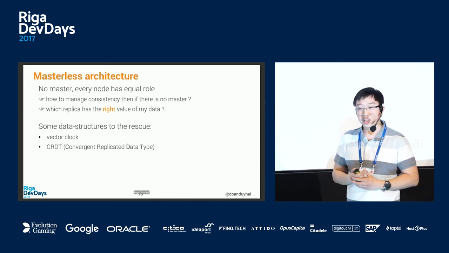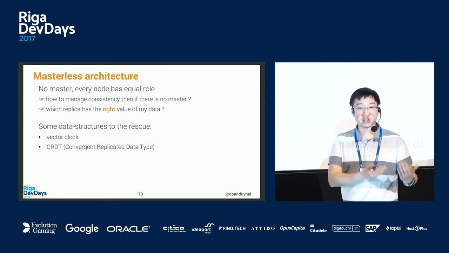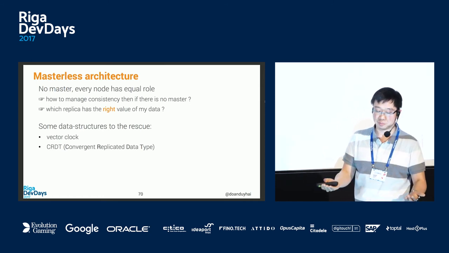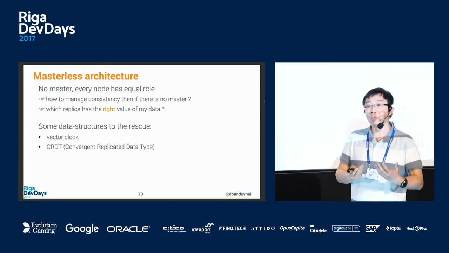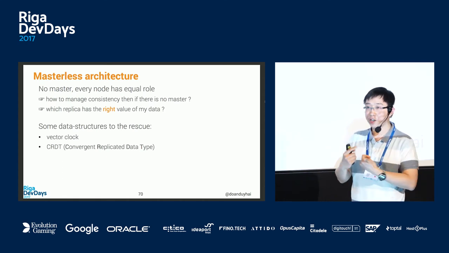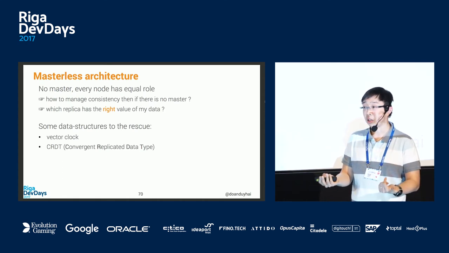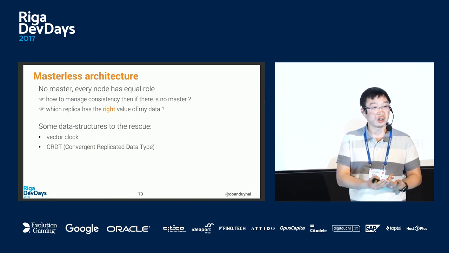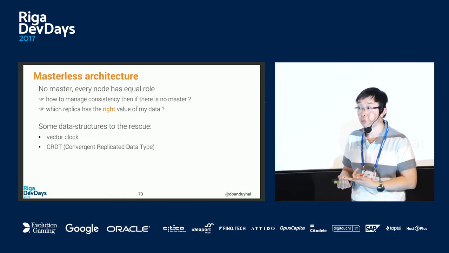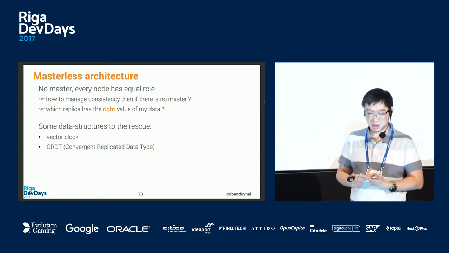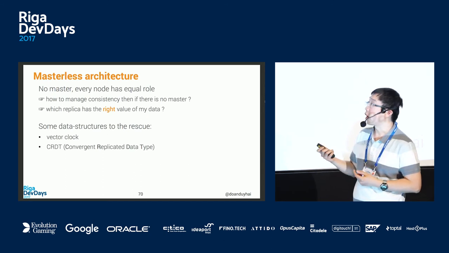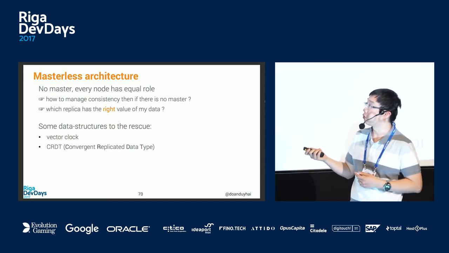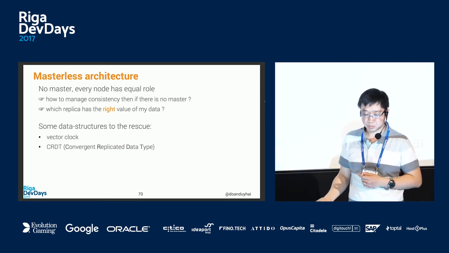Now let's talk about masterless architecture. So in the masterless architecture landscape, there is no master. So every node has an equal role. But now you have a big problem. How to manage consistency if there is no master? Which replica, which copy of my data has the right value? Right. So to solve this inconsistency issue, there are some data structures to help: vector clocks, CRDT, convergent replicated data types.